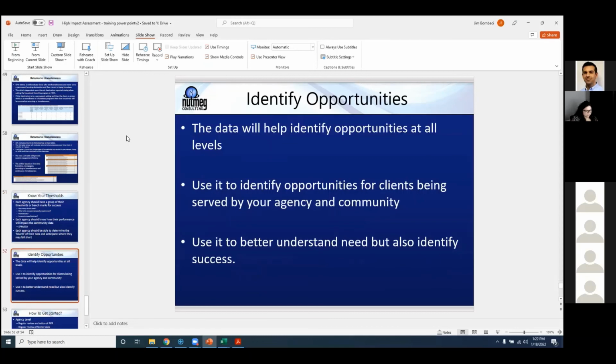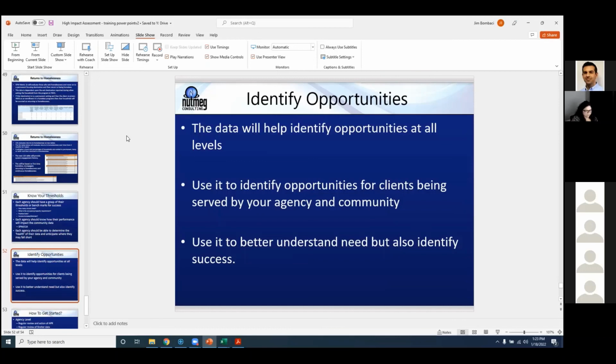And the last thing is that it will also help you identify those opportunities. So again, those households where you have clients who disconnect from services and end up back in homelessness, or identify opportunities to work with people to improve income, or maintain contact with people post-exit to help with better outcomes. And then also look at those scenarios where you have positive outcomes. What was the nature of those households? What kind of interventions were provided that allowed for those positive outcomes? Things like that. So try to use it to better understand and identify success, because that's the other key.